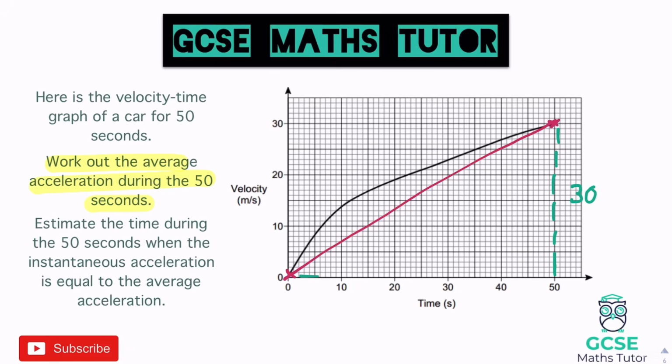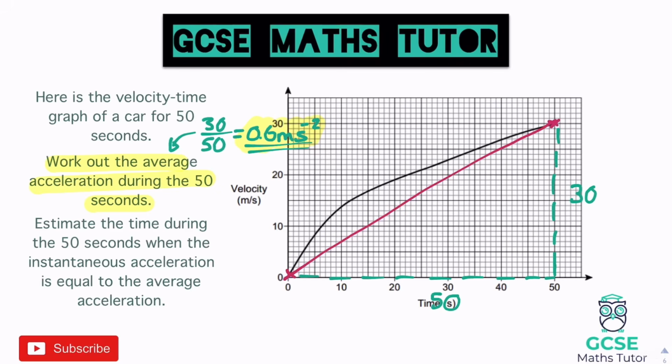And if we look at our run going along the bottom, it goes from 0 along to 50. There we go, so that's 50. So in terms of our average acceleration there, we've got a change in y of 30, change in x of 50, and 30 over 50 equals 0.6 meters per second squared. There we go, so there is our average acceleration for this question. Let's just highlight that. 0.6 meters per second squared.